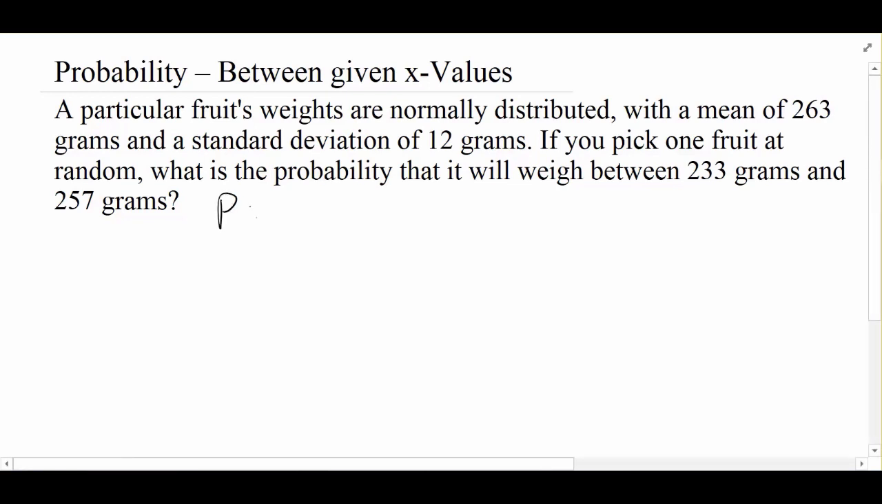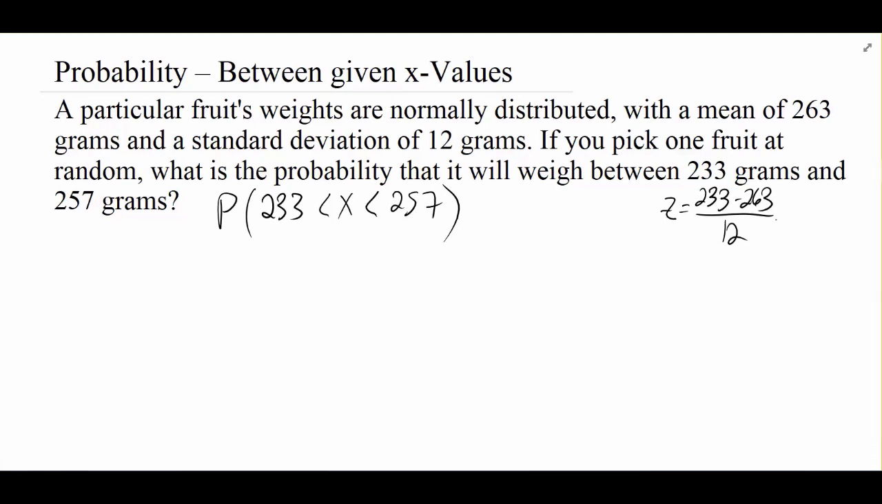So the goal of this problem is to find the probability of being between 233 and 257. So we're going to try to turn those into z-scores. So 233 as a z-score, we're going to subtract the mean of 263 and divide by 12. We can see that it's less than the mean, so we get a negative number here. As we do this division, we're going to get negative 2.5. That's pretty far below the mean.